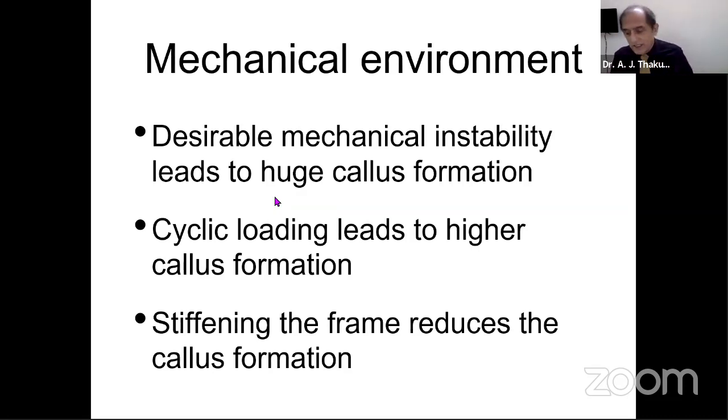The body understands whether the bone is moving or not moving. If it is moving too much, then the healing does not take place. So the mechanical environment is also important and is now being acknowledged more and more.